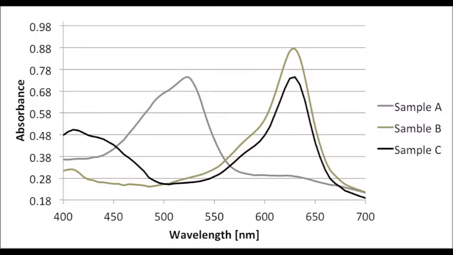Okay, we now have data, and you can see we have data for each of our 3 samples. Now, what I want you to do is see if you can figure out which sample is which. So sample A is the gray curve. It's got a peak around 500 nanometers. Sample B is the brownish looking curve. It's got a peak around, looks like 630 nanometers. And we've got sample C, which is the black curve, which actually has 2 peaks, one around 400 nanometers and then another around 630 nanometers. So which sample corresponds to red, which corresponds to green, and which corresponds to blue?